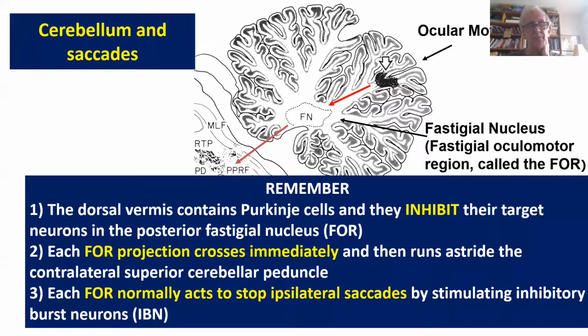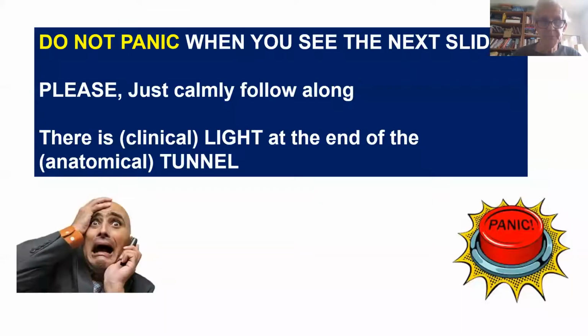So I'm going to take you through a little anatomy and some ocular motor disorders when there are lesions in these areas. But this is the key. If you remember anything, you can remember 3 points. The vermis inhibits the FOR. The FOR projection crosses immediately and runs astride the contralateral superior cerebellar peduncle, and each FOR stops ipsilateral saccades. Do not panic when you see the next slides.